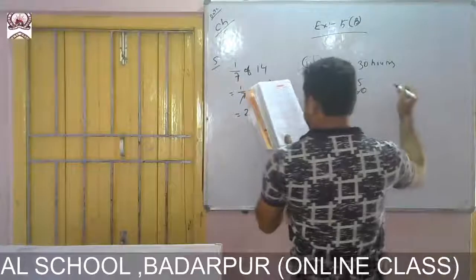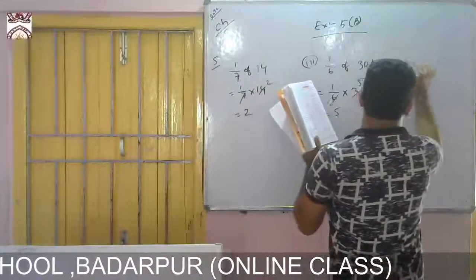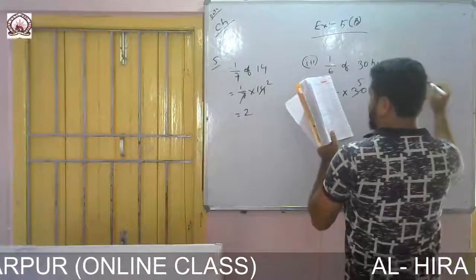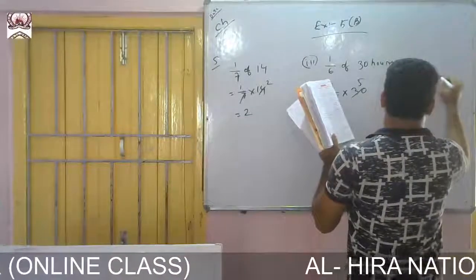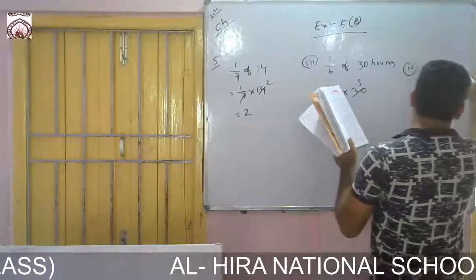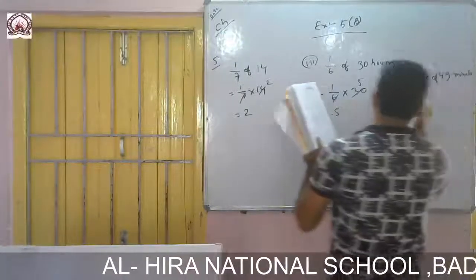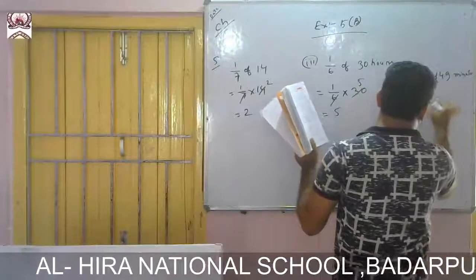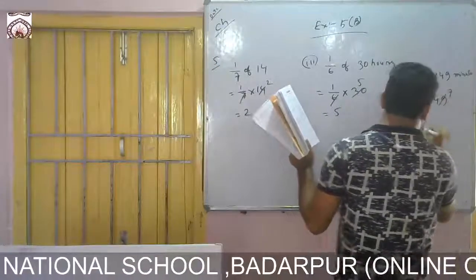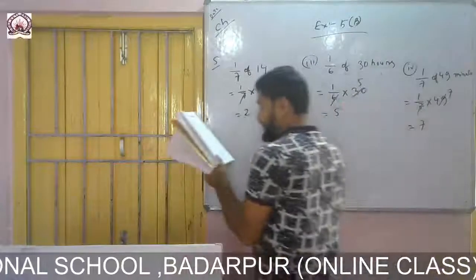Now come to question number 4. 1 by 7 of 49 minutes. That is what? 1 by 7 into 49. 7 7 ja 49. So answer is what? 7. Okay.